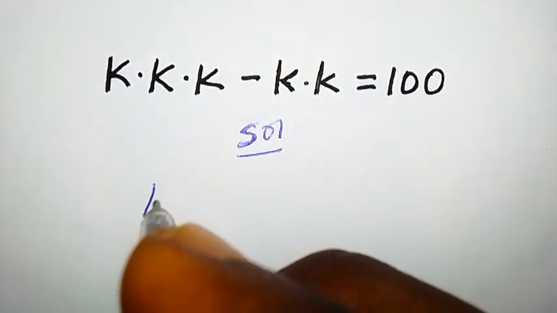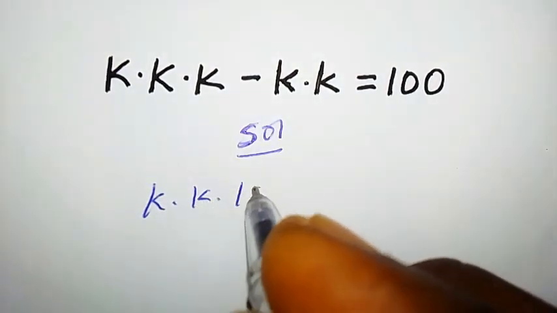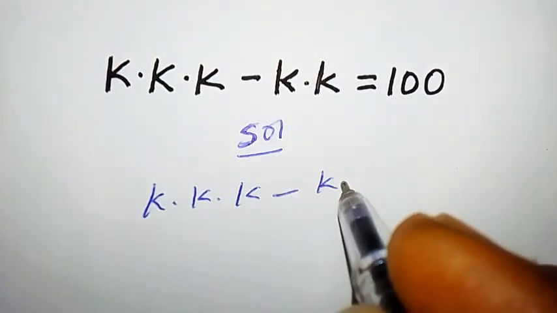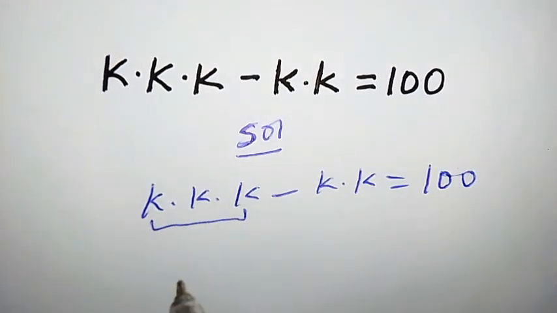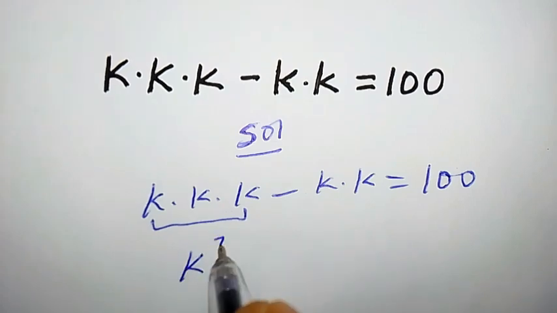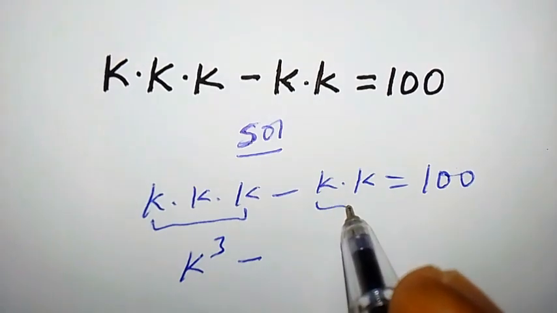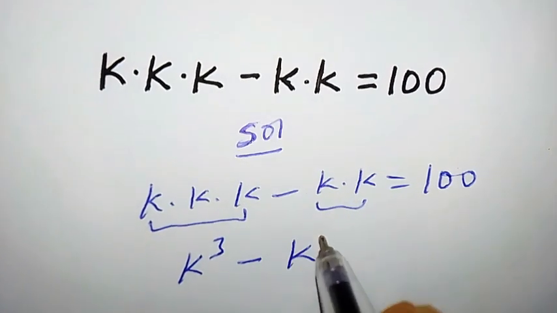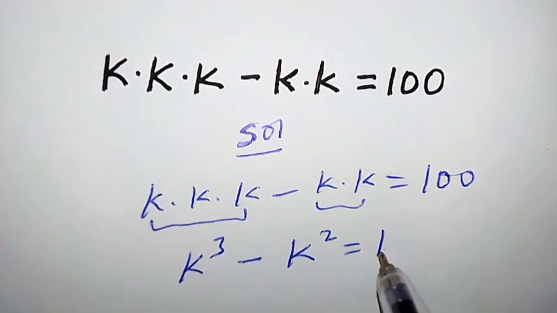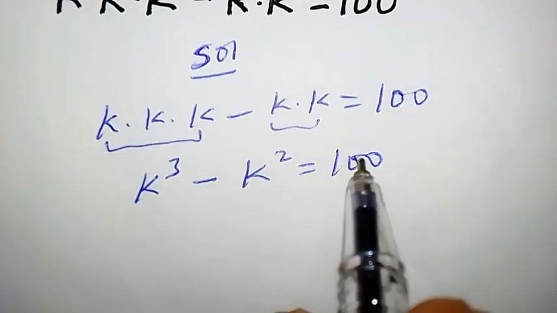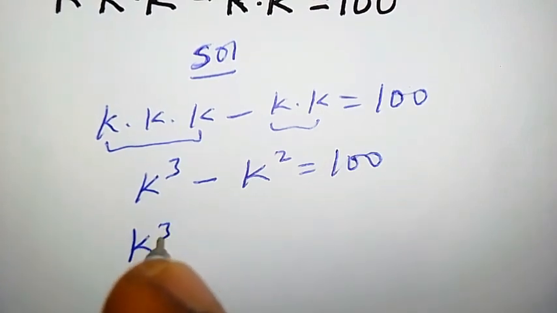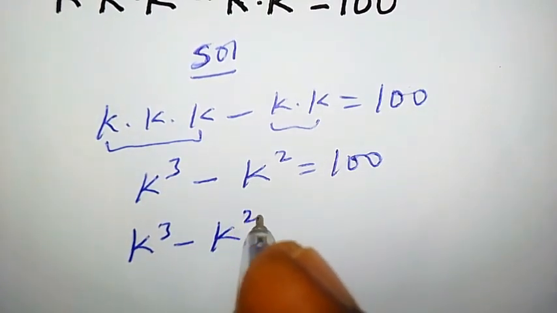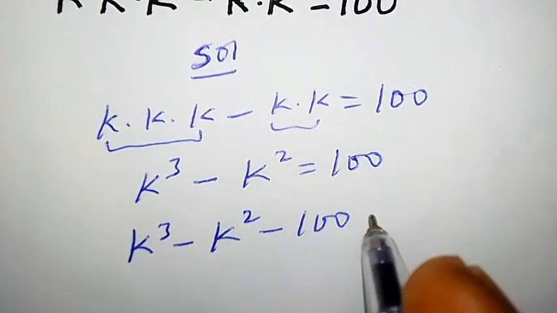Solution. We have k times k times k minus k times k equal to 100. This is the same thing as k to the power of 3 minus k times k, which is simply k to the power of 2, equal to 100. The next step now is to transfer this to the left side. Doing that, we have k to the power of 3 minus k to the power of 2 minus 100 equal to 0.